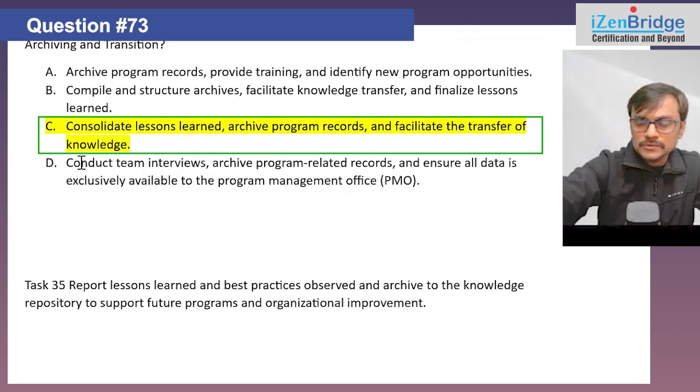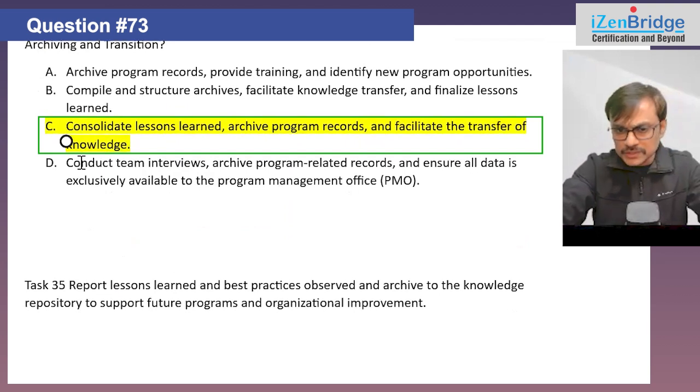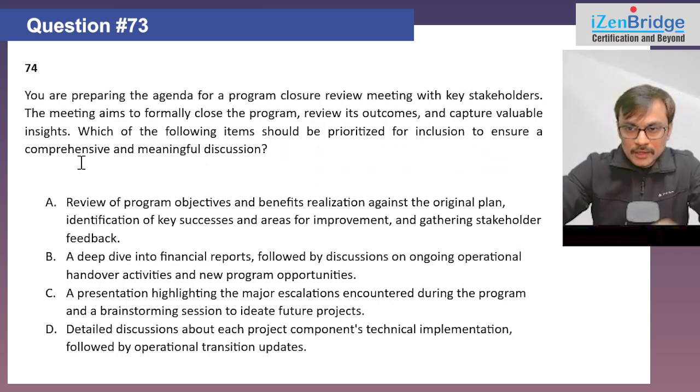This question is mapped to task number 35, report lesson learned and best practices observed and archive the information. So that same task which we were discussing in a previous question is also coming here. Question number 74. You are preparing the agenda for a program closure review meeting with the key stakeholders. The meeting aimed to formally close the program, review its outcome, and capture valuable insights. Which of the following items should be prioritized for inclusion to ensure a comprehensive and meaningful discussion?